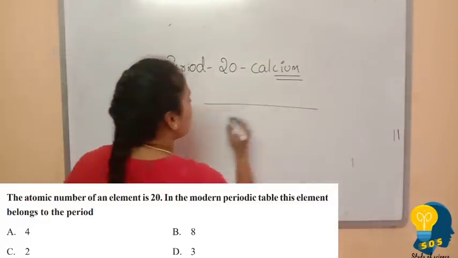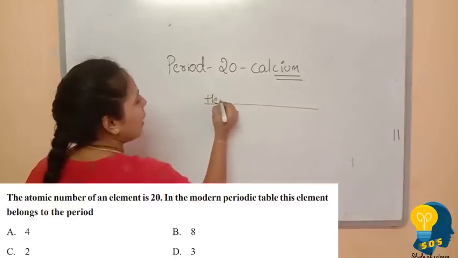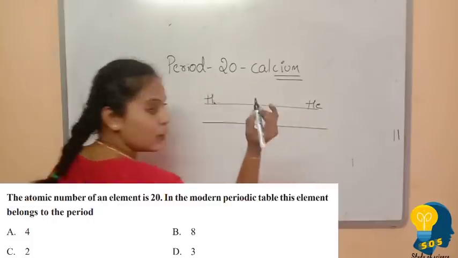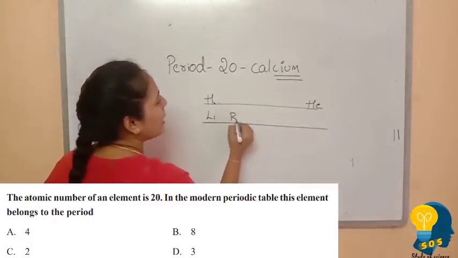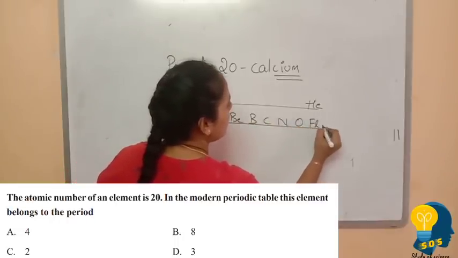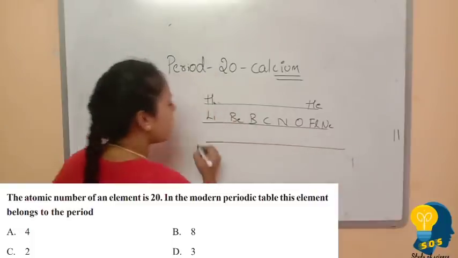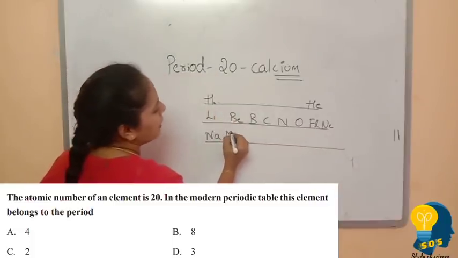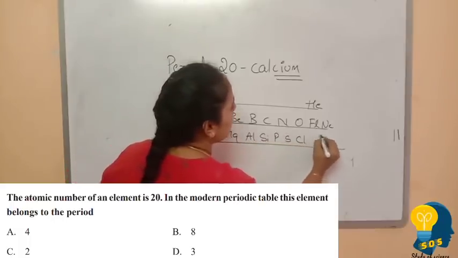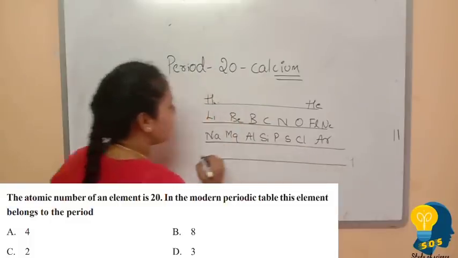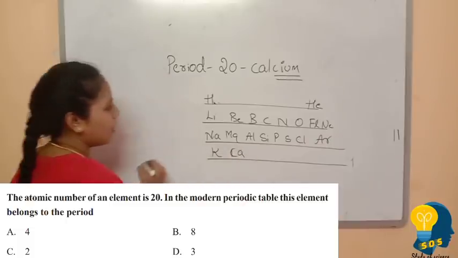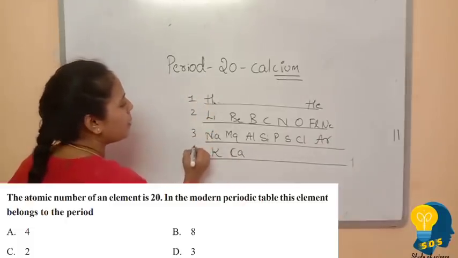See, in the first period we have two elements. One is hydrogen and helium, and in the second period the elements start from lithium, beryllium, boron, carbon, nitrogen, oxygen, fluorine and neon. And in the third period, the elements start from sodium, magnesium, aluminium, silicon, phosphorus, sulfur, chlorine and argon. And in the fourth period, we have the 19th element. The first one is potassium and the second one is calcium. So this is first period, second period, third period and fourth period.